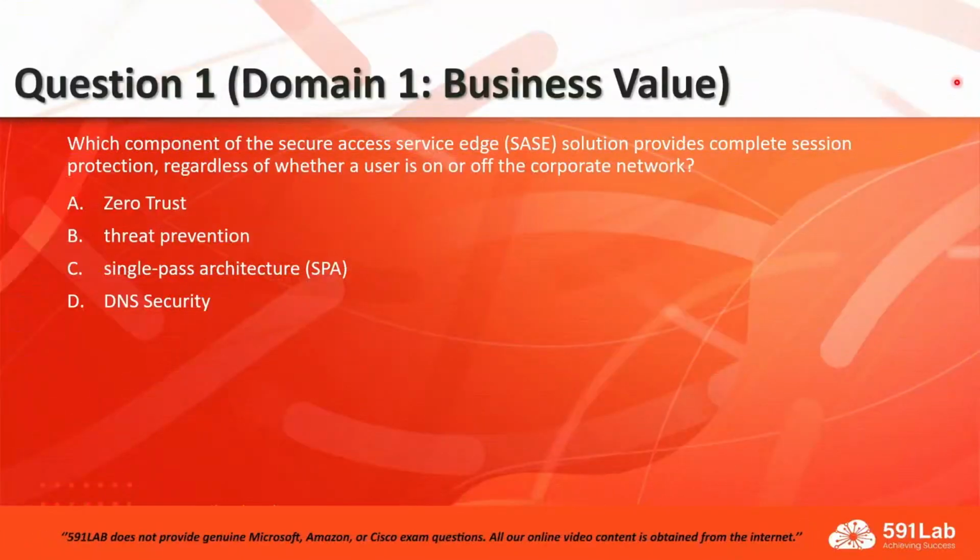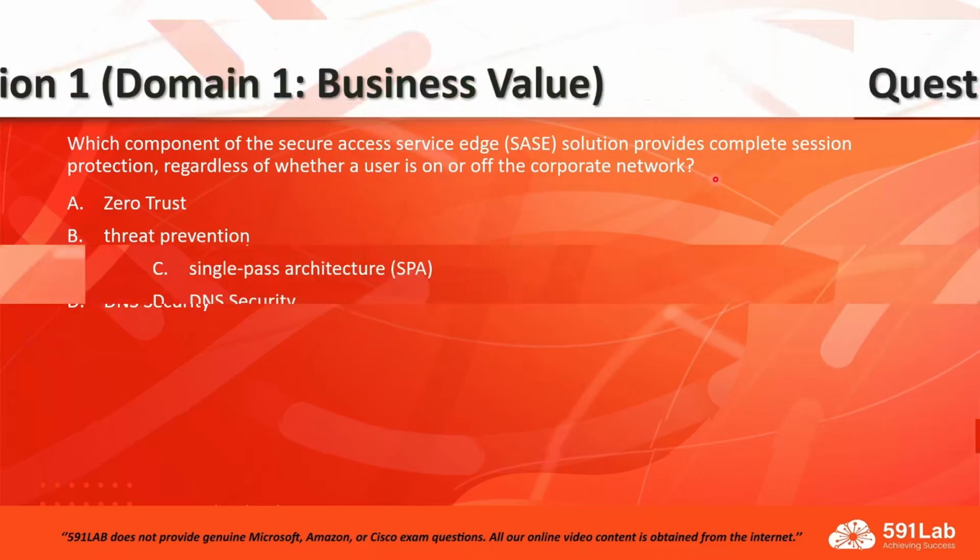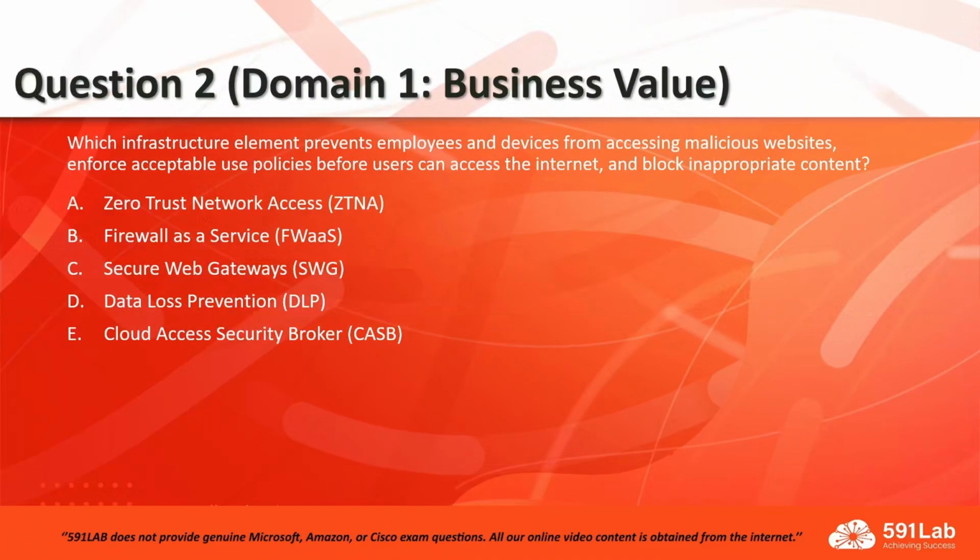Let's discuss question number 1. These questions will be about domain number 1, business value. The question is as follows. Which component of the Secure Access Service Edge or SASE solutions provides complete session protection regardless of whether a user is on or off the corporate network? Question number 2 is still about the business value, and the question is as follows.